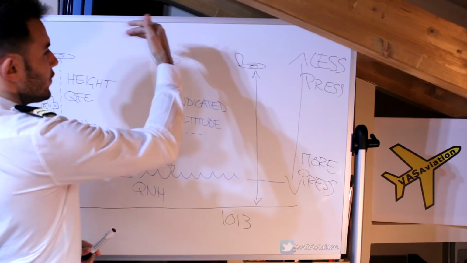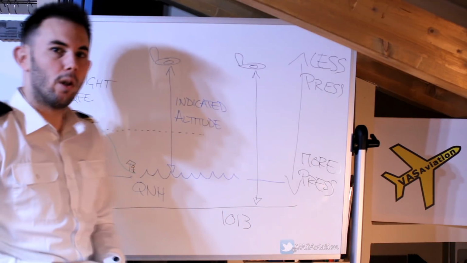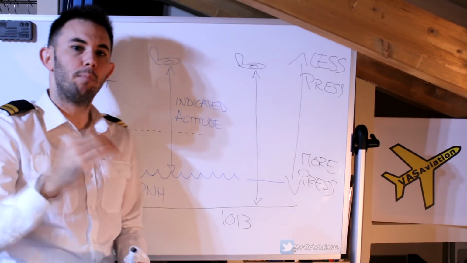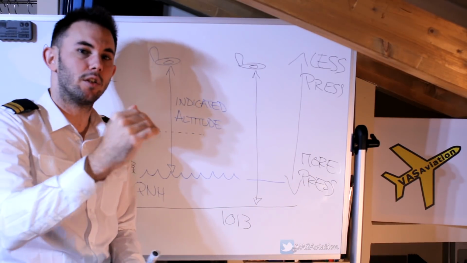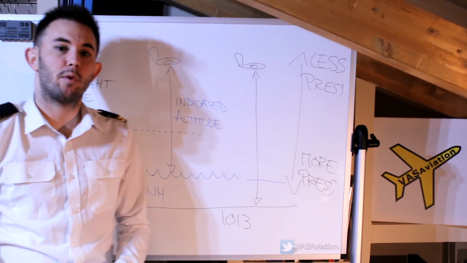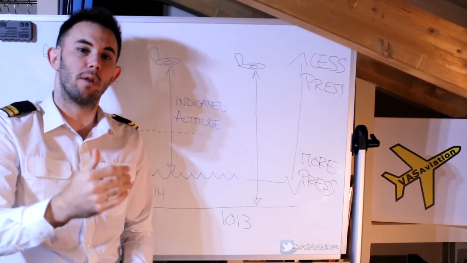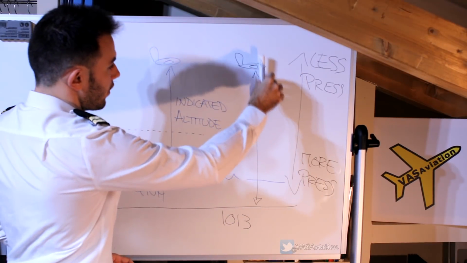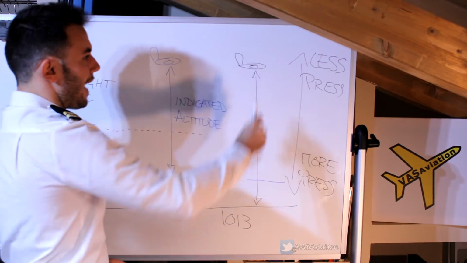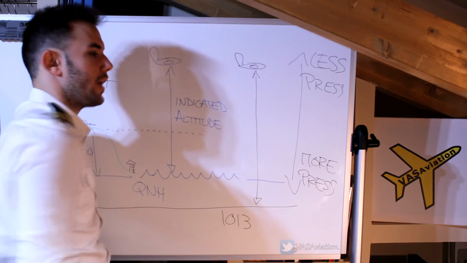So above the transition altitude, all airplanes are using the QNE setting, so all airplanes are measuring their altitude from the very same datum. That is also important for separation, because all airplanes are flying from the same datum and measuring altitudes from the 1013 isobar.